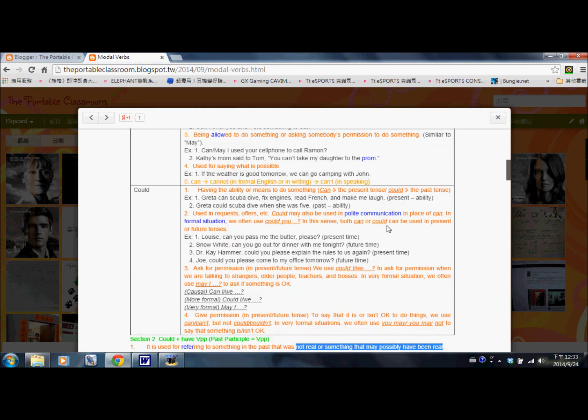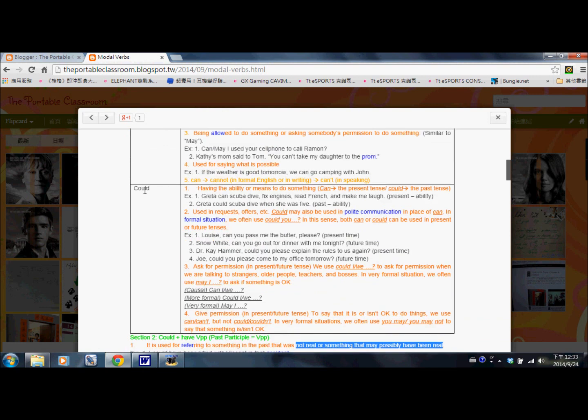Alright, so here are the four situations where you have to use could. Number one, for ability in the past. Look at the following two examples. Greta can scuba dive, fix engines, read French, and make me laugh. Using the word can means Greta has that ability right now. Now, Greta could scuba dive when she was 5. Now, it's talking about an ability that Greta had when she was 5, and she no longer has it now.